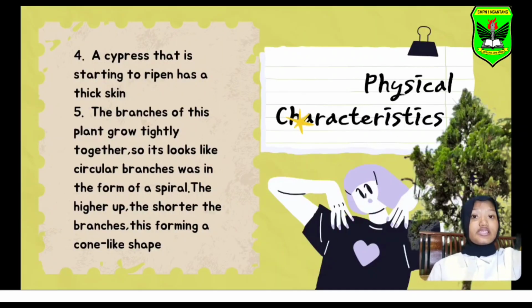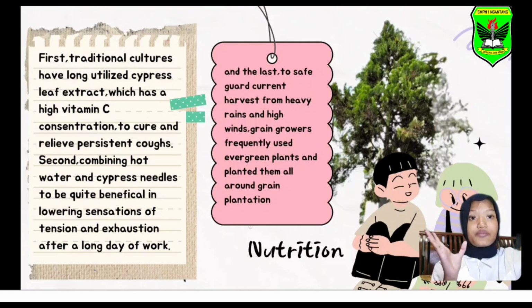4. A tree that is starting to ripen has thick skin. 5. The branches of this plant grow tightly together, so they look like circular branches in the form of a spiral. The higher up, the shorter the branches, thus forming a cone-like shape.